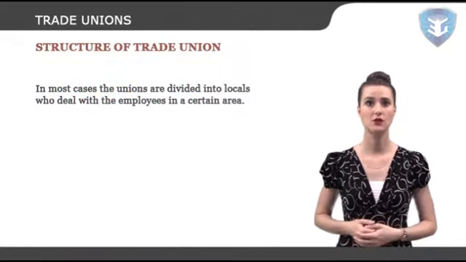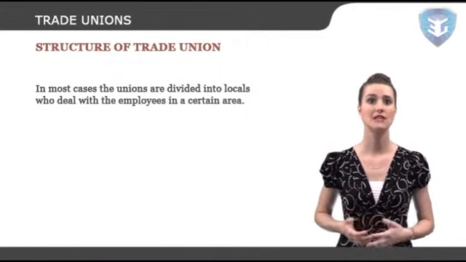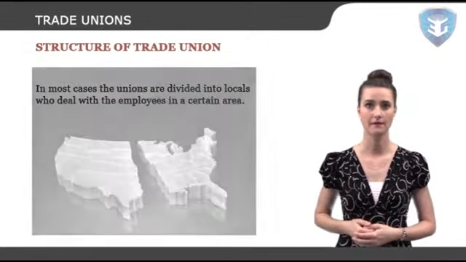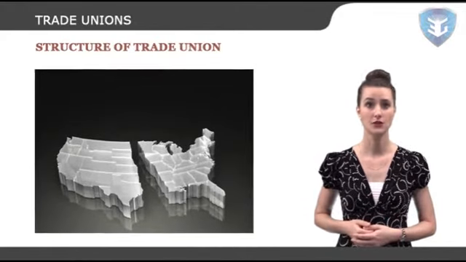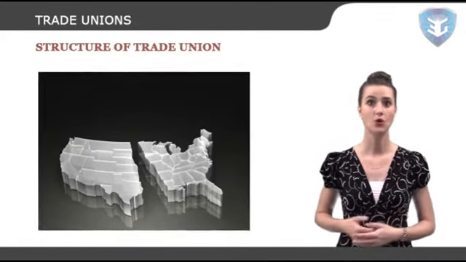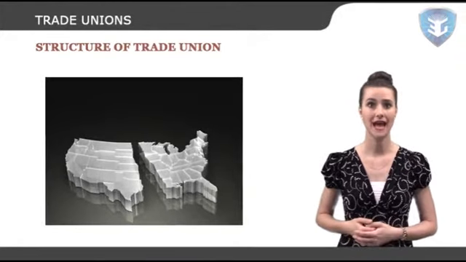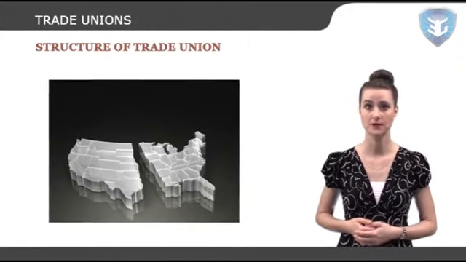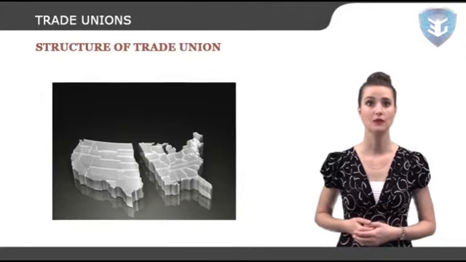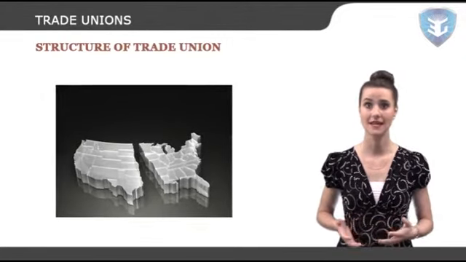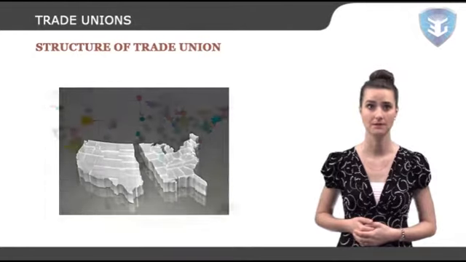In most cases, the unions are divided into locals who deal with the employees in a certain area. Again, this differs from one union to another. One may have a local that handles the employees at one factory and a different local that handles the members at the factory down the street. Or it may be that the local handles all the members in that city and possibly even state.